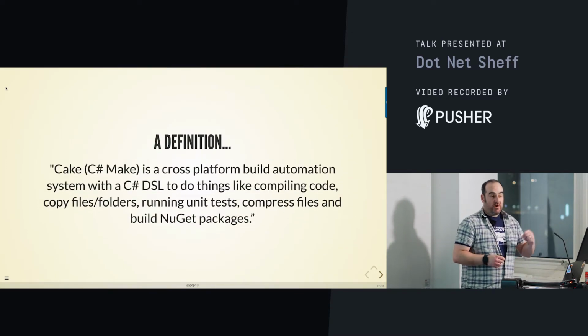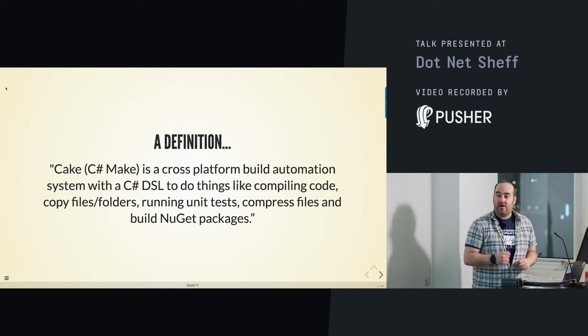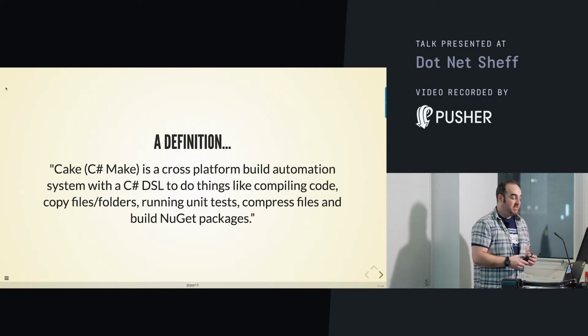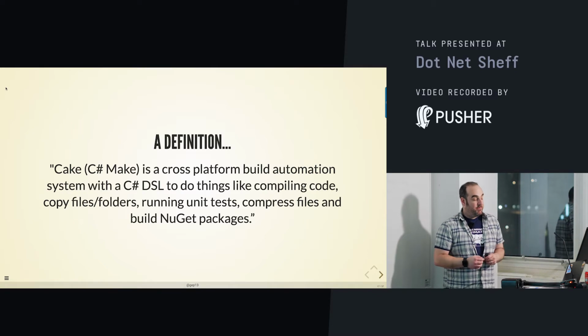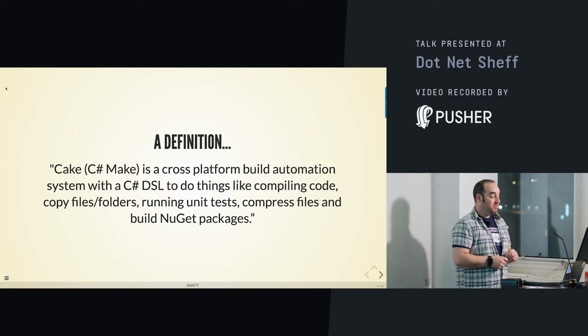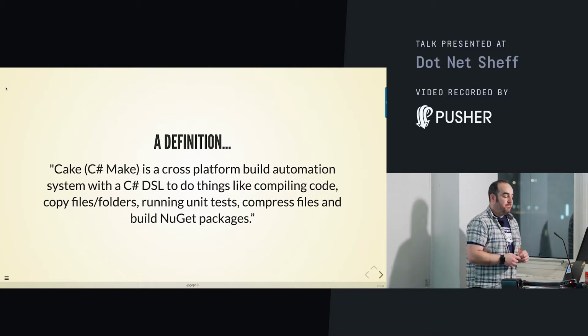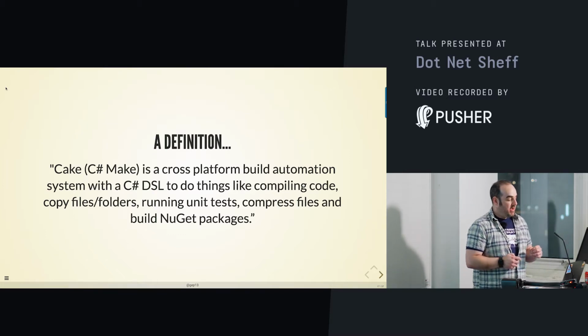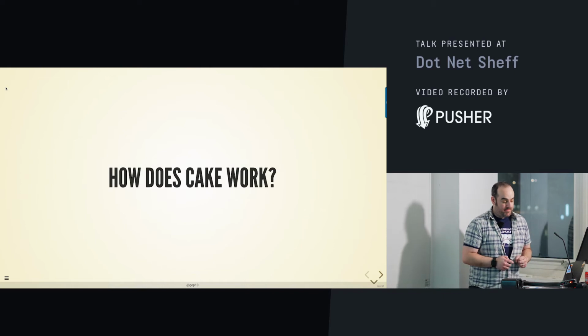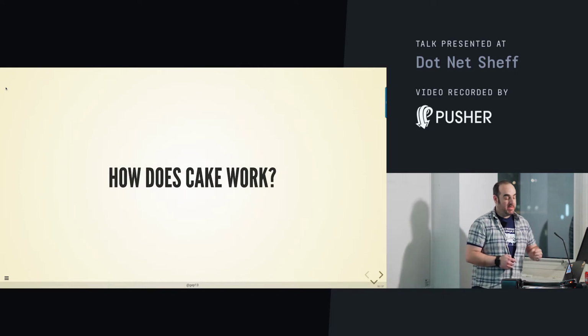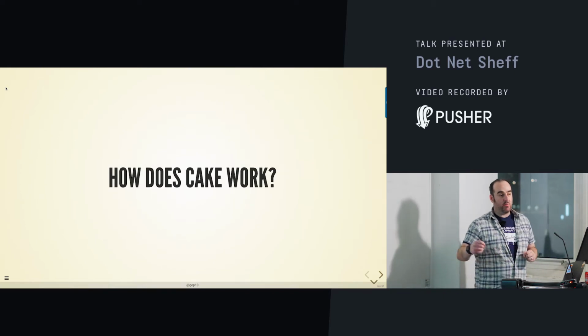So I haven't actually answered what is Cake yet, really, but from our website, Cake is a cross-platform build automation system with a C# DSL to do things like what I spoke about within that typical build workflow. Moving on from that, what I want to talk about is, well, how does Cake actually work?